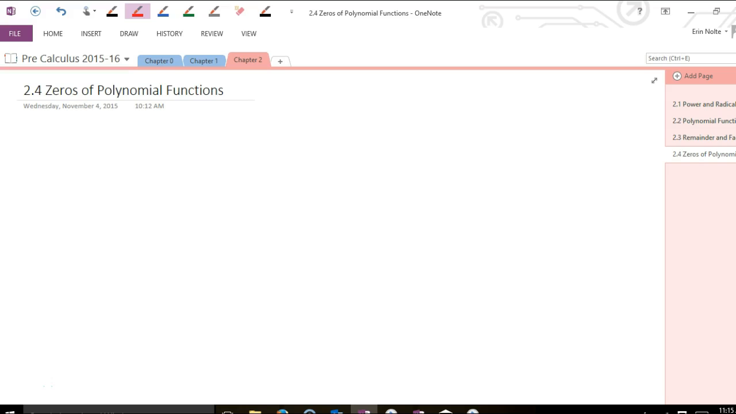All right. So 2.4, we're going to find the zeros of polynomials. Okay, so first of all, what is a zero? Yeah, where the function crosses the x-axis. And polynomial, what does that mean? Many terms. Okay, so we're going to be doing something with something that probably has a high exponent, probably like an x to the 4th polynomial.